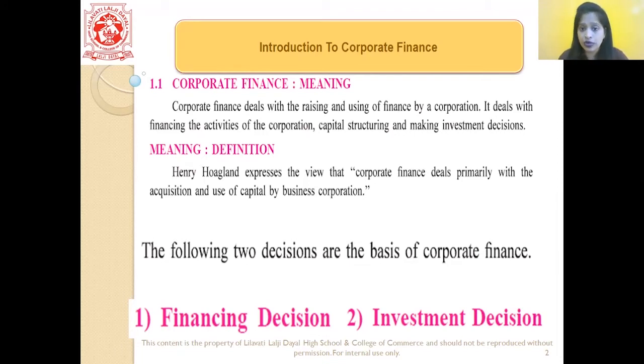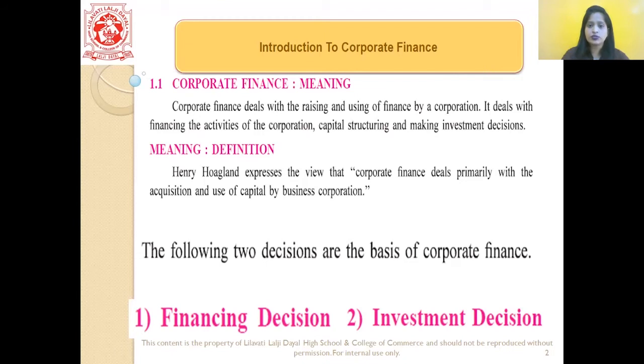According to Henry Owen, corporate finance deals primarily with the acquisition and use of capital by business corporation. So how the business corporation acquires and uses this capital is what corporate finance is all about. Next, students, the following two decisions are the basis of corporate finance. Two decisions are very important: the first one is the financing decision and the second one is the investment decision.